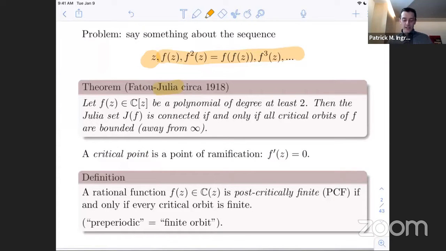So let f be a polynomial of degree at least 2. Then the Julia set of f is connected if and only if all of the orbits of the critical points are bounded in the complex plane, so bounded away from infinity. And just to make sure that we're all on the same page here, a critical point is a point of ramification, is a point where the derivative vanishes, right? So for a complex polynomial, this is just the first year calculus definition of a critical point.